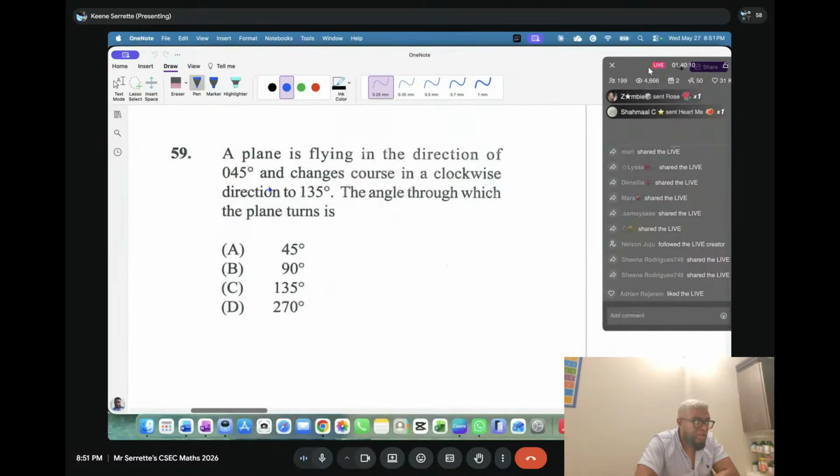A plane is flying in the direction of 045 degrees and changes course in a clockwise direction. So it's like you have a north line, and this plane is moving here, 45 degrees. Then it changes direction to 135.